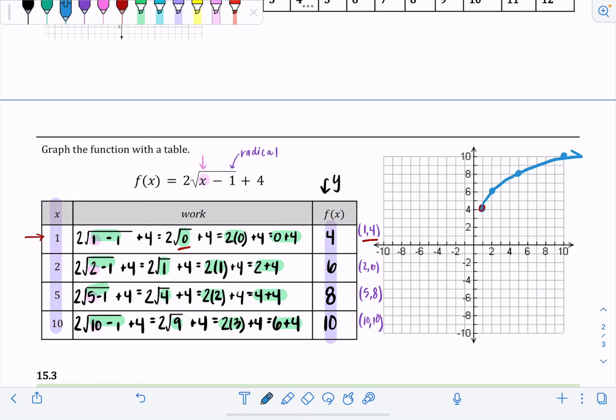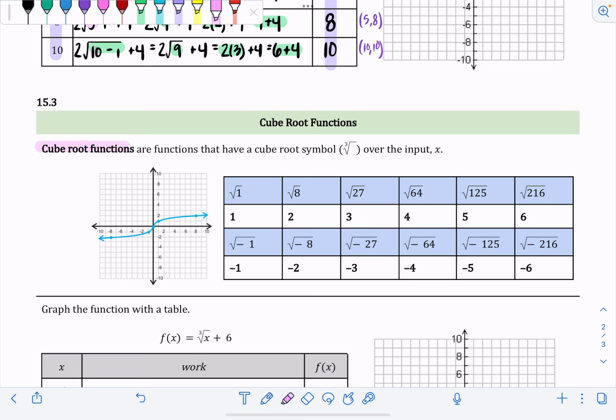Okay, moving down to 15.3, this is called cube root functions, and cube root functions are similar to square root, but cube root functions have a cube root symbol over the x, which looks like this. It looks just like the square root, except it has a little 3. A cube is what happens when you raise a number to the third power. For example, 2 to the third power, you would read as 2 cubed. And 2 cubed means 2 times 2 times 2, which is 8. Because 2 times 2 is 4, and then times the third 2 is 8.